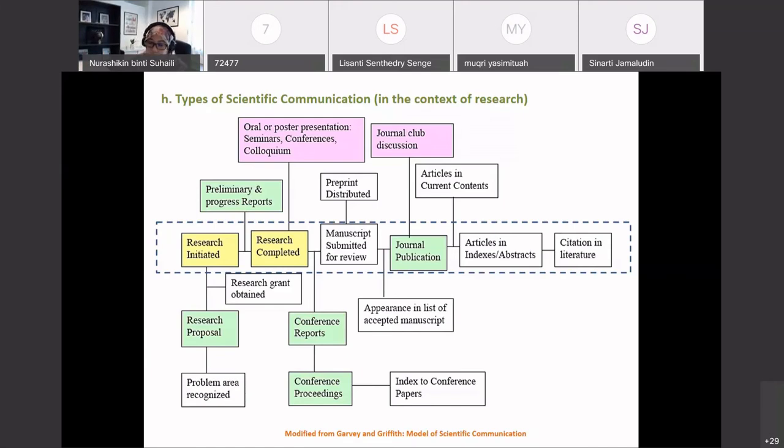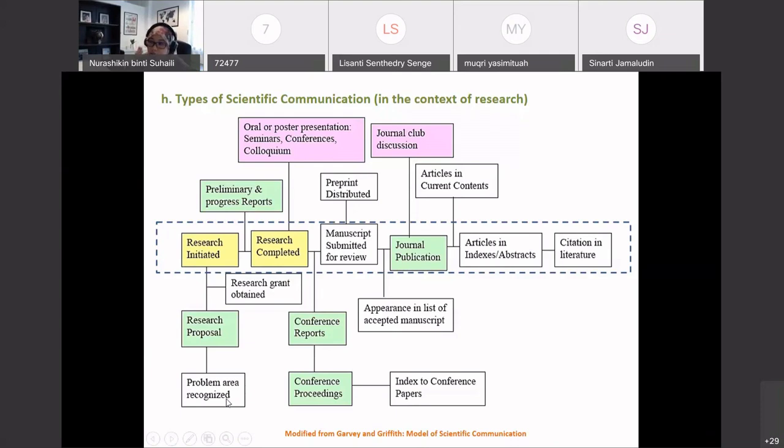But for example, if you read a lot about it, you discover that there is less report on, for example, bacteria that can degrade mercury. Sorry, you read about articles on bacteria that can degrade other components, but on mercury is still lacking. So that is the problem. That is the gap. That is the thing that you want to target. Okay, that is meant here by problem area recognized.